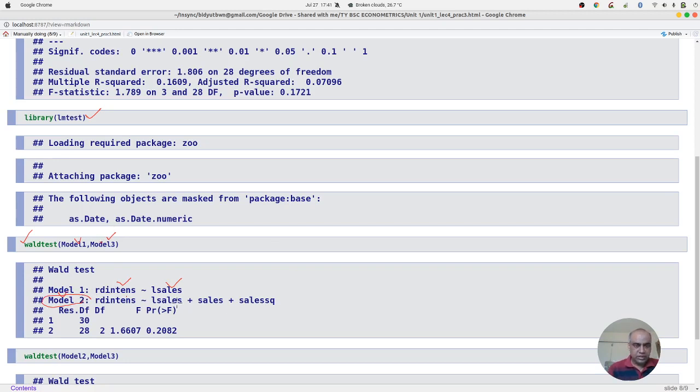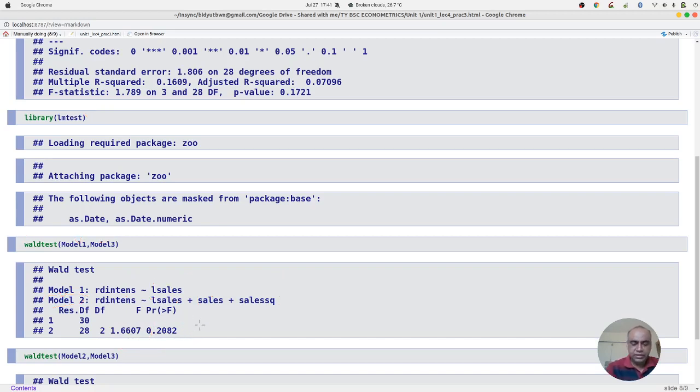So LM log sales, sales and sales square, and our F value for checking the marginal contribution of these two additional variables. Now see, this variable, log of sales, is common, and these two are additional variables. For checking the incremental contribution of these two additional variables, we conduct the F test, and that F test is found to be 1.66, and it is not statistically significant at least at 10% level of significance.